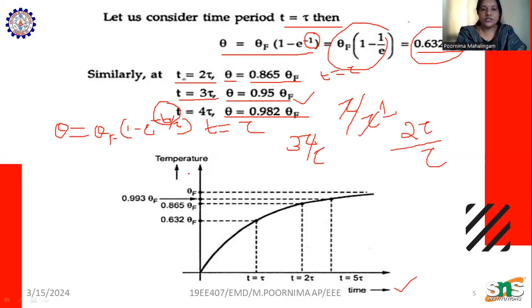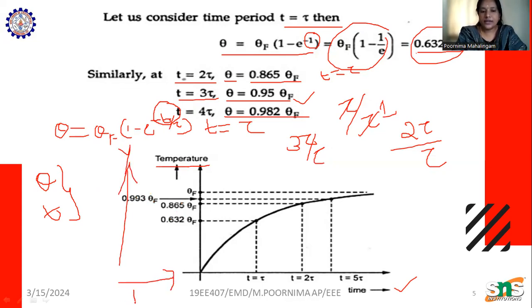Now we are going to draw the graph between the temperature theta and the time period t. Here the y-axis is the temperature and the x-axis is the time. When the time is tau, the temperature is about 0.632 theta f.